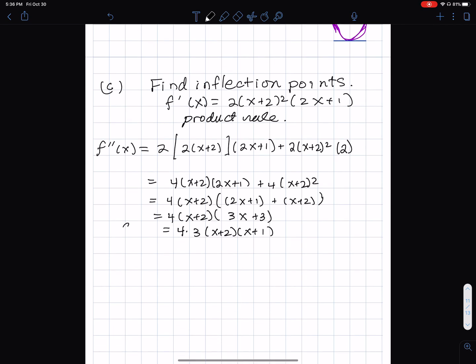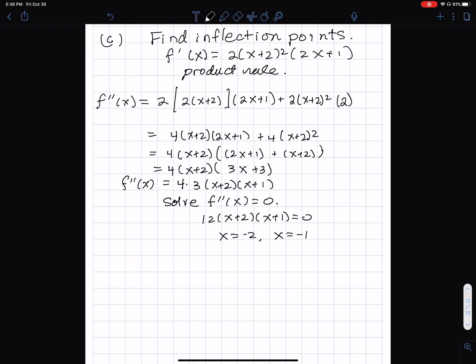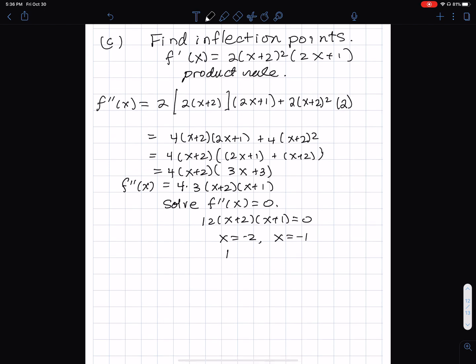And so that's the second derivative. And now I solve f double prime of x equal to 0. So that means that I'll have 12 times (x plus 2) times (x plus 1) equal to 0. So x equals negative 2 and x equals negative 1. And then those are inflection points.